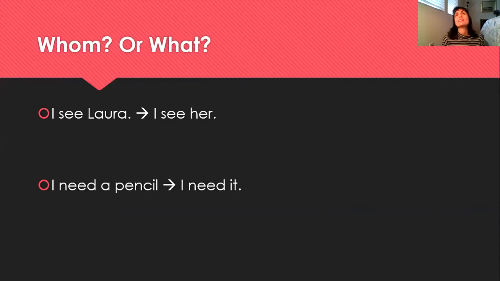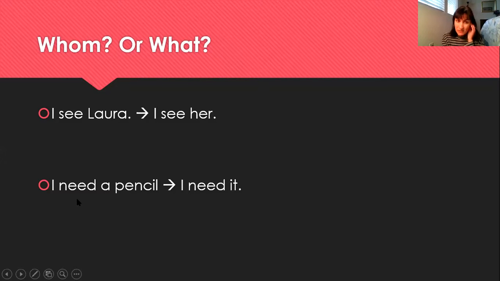So for example, I see Lara. I see whom? I see Lara. Okay, so Lara is the direct object. She's receiving the action of the verb directly, and she's a noun. But I could replace her with a pronoun, the pronoun being her. I see Lara, I see her. Her is a direct object pronoun.